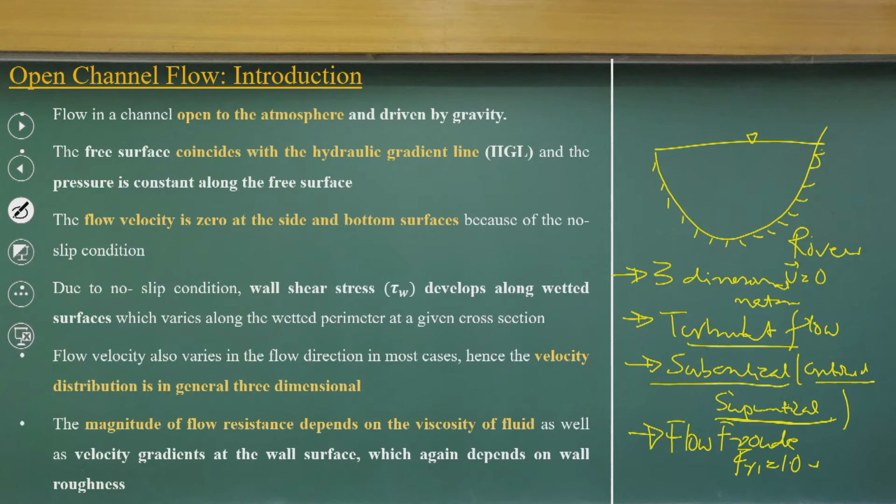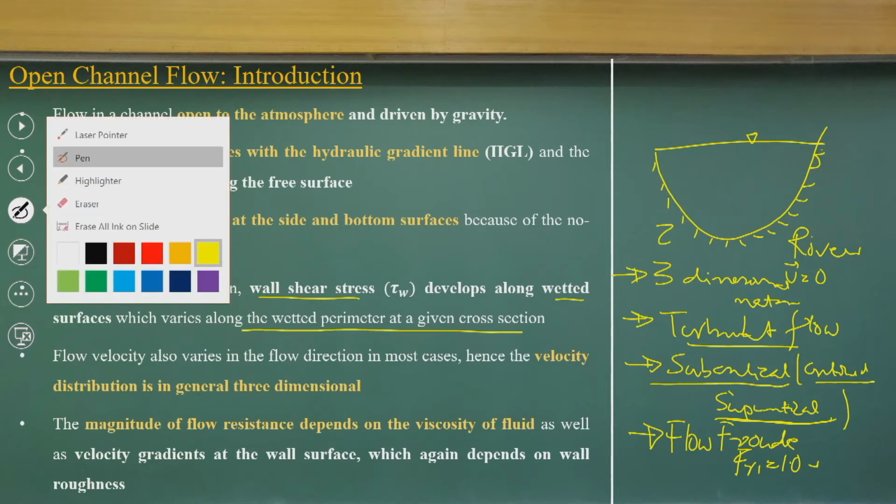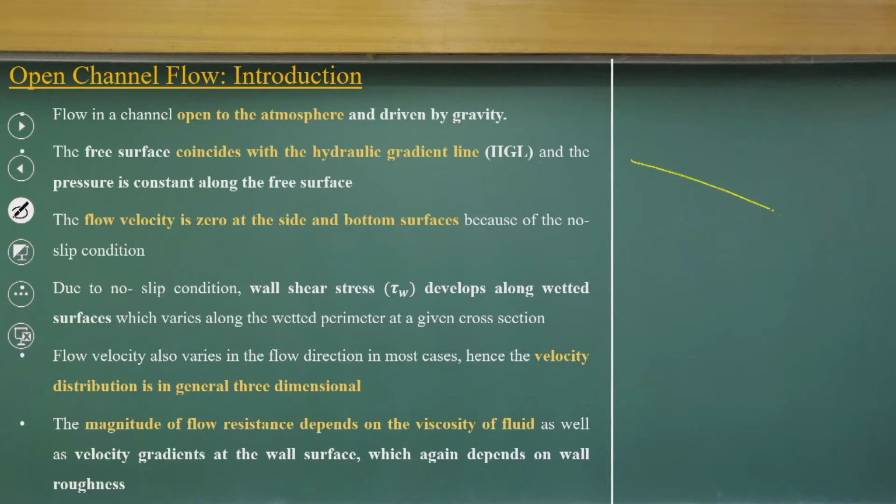What we are discussing is that we get the frictional forces, the shear stress acting over the surface, that is the wall shear stress developed along the wetted surface, which varies along the wetted perimeter at a given cross section. That is the variability, as you can understand, in the shear stress distribution. If I make a simplification for this channel flow with bed slope theta, this is the bed level and I have the free surface.